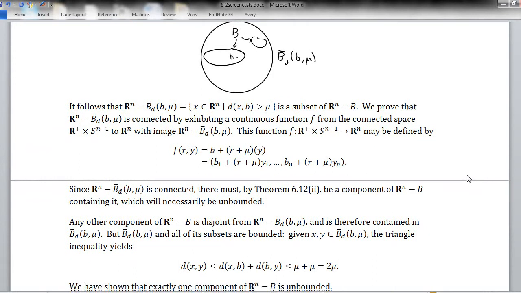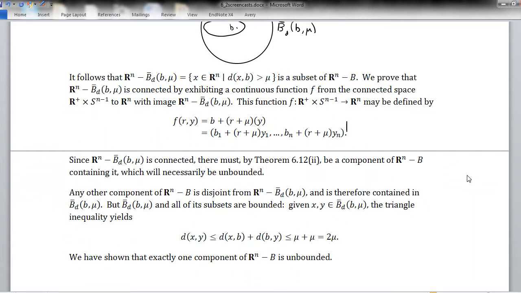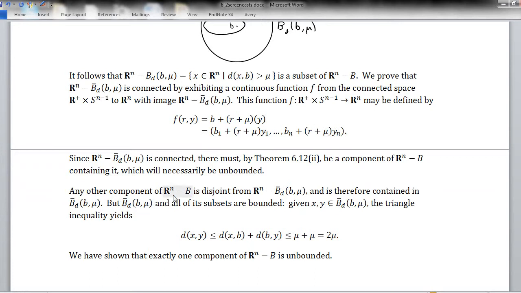Well, let's make sure there aren't any other ones. So any other component of the complement of B is disjoint from all the other components. And since the complement of this closed ball is contained in one of those components, this other component is disjoint from the complement of the closed ball. And that means that it's contained in the closed ball itself. Well, that closed ball is bounded, and therefore so is the component that's contained in it.